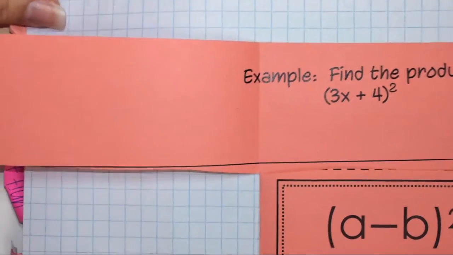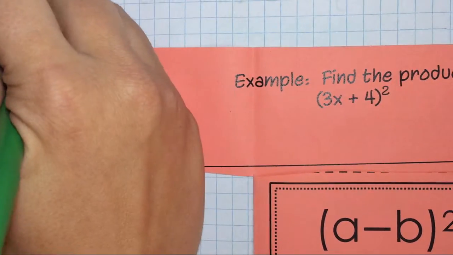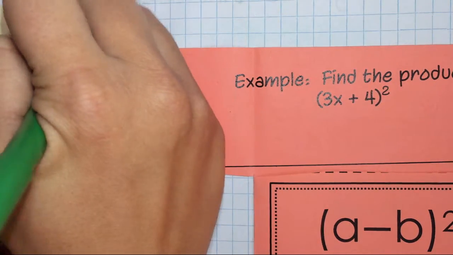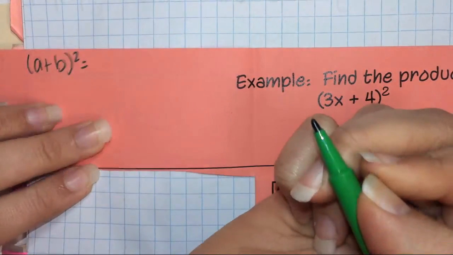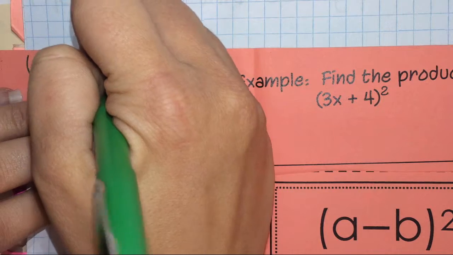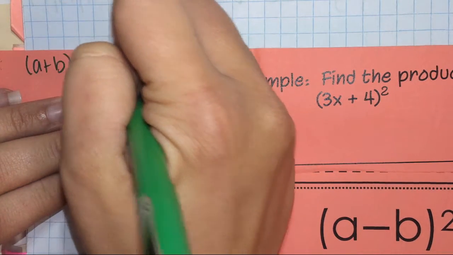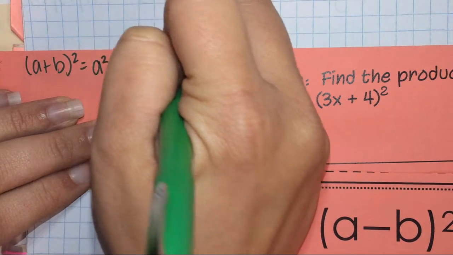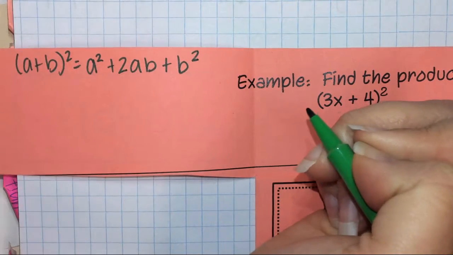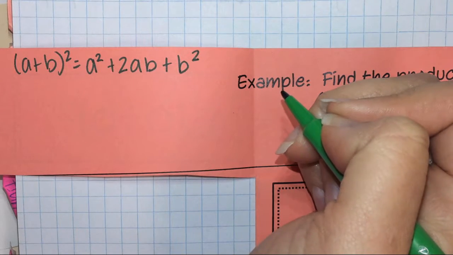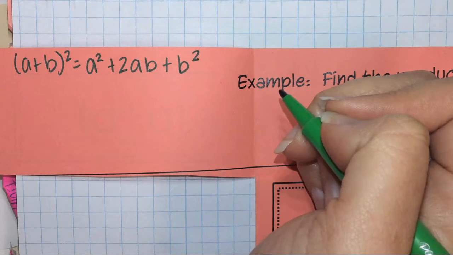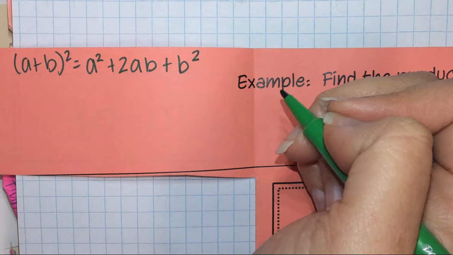Sorry that I forgot. Alright, so what you do when you have a plus b quantity squared, you end up with a squared plus 2ab plus b squared. Every single time. So you're going to follow these steps every single time.